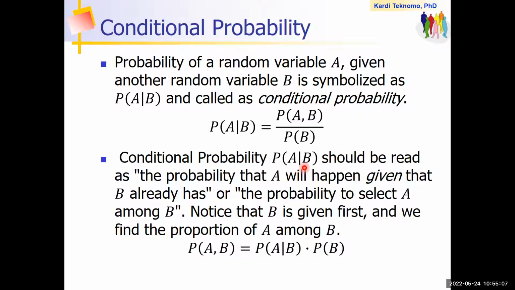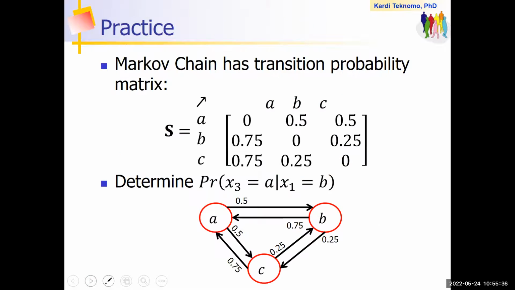So conditional probability A given B should be read as the probability A will happen, given that B has already happened, or the probability to select A among B. Don't forget, B is given first, then we find the proportion of A among B. So now you know this S_ij is basically the transition probability, a conditional probability.